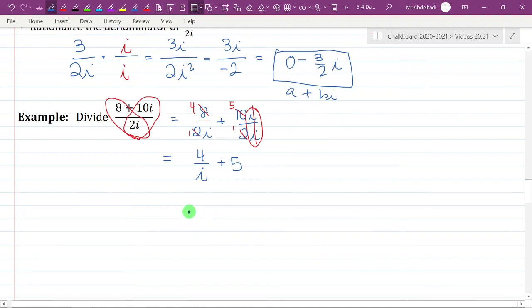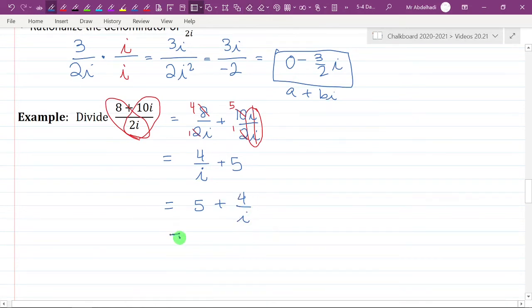So are you at a plus bi form? Well, it's backwards. If you flip it around, you have 5 plus 4 over i, but that's not a plus bi. That's more like a plus b over i, like that. And that's no good. You cannot have an i in a denominator. So that means this needs to be rationalized.